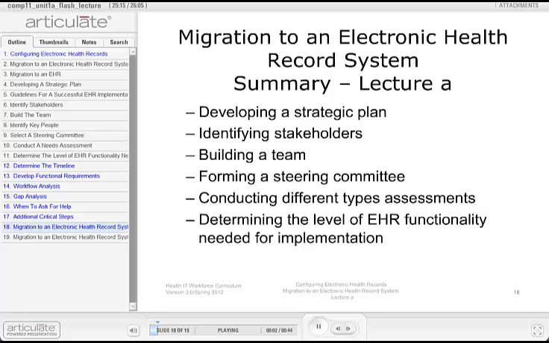This concludes Lecture A of Migration to an Electronic Health Record. In summary, this lecture examined the development of a strategic plan and discussed various guidelines for a successful EHR implementation. Stakeholders were identified, and the process of building a team of key people was described. How to form a steering committee was discussed. The value of conducting various types of assessments, such as needs assessments, functional requirements, workflow analysis, and gap analysis, was described. Finally, methods used to determine the desired level of EHR functionality were discussed.